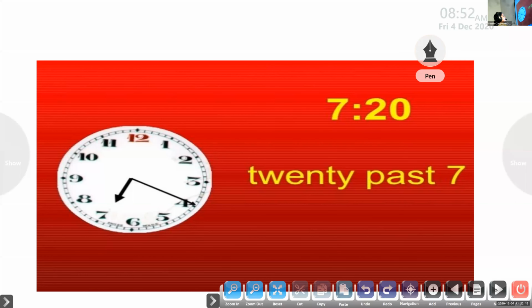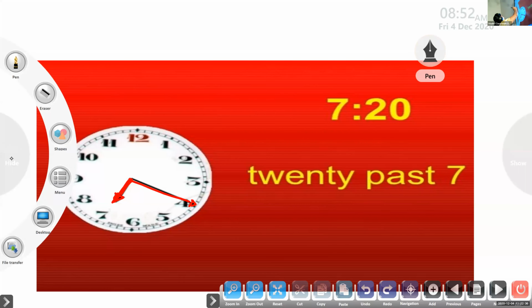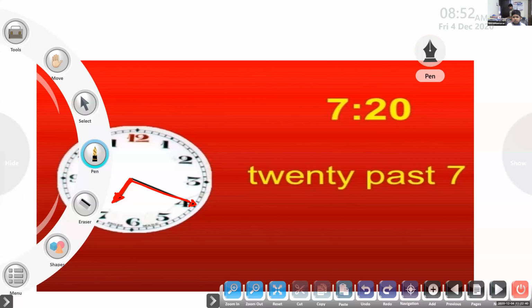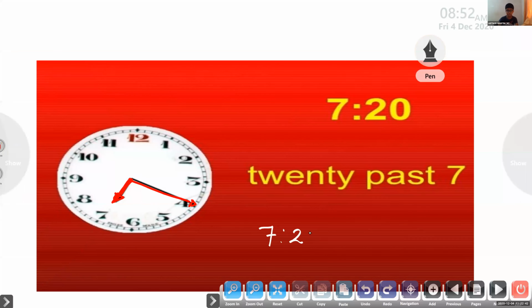Here, my dear children, you can see the hour hand is between 7 and 6, sorry, here it is towards 7. And the minute hand is on 4. So how many hours? 7 hours. 7 hours, 20 minutes.